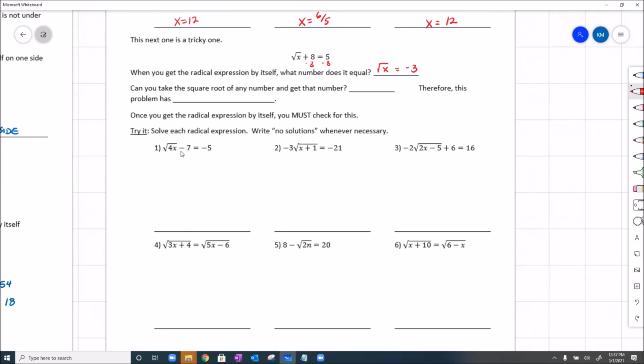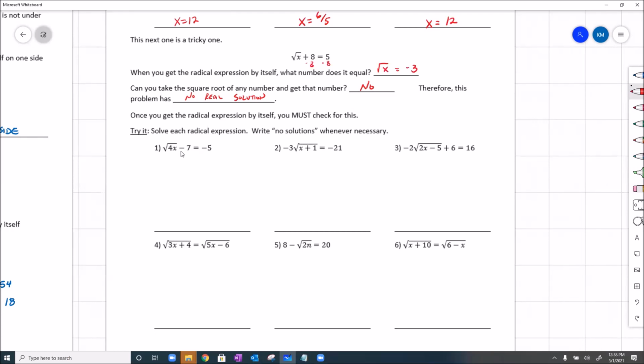Okay, can you take the square root of any number to get -3? And the answer is no. Okay, we would never say negative. Therefore this problem has no real solution. If we took the square root of a number, we wouldn't get a negative as our answer. And so when we have our radical equal a negative number, we'll say no real solution.